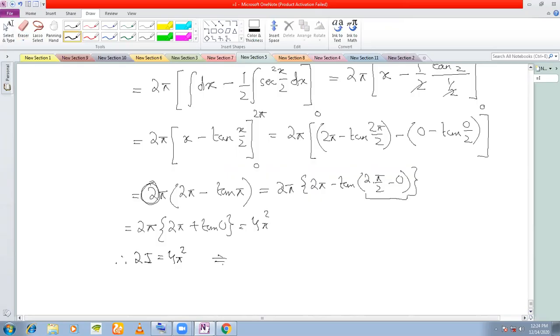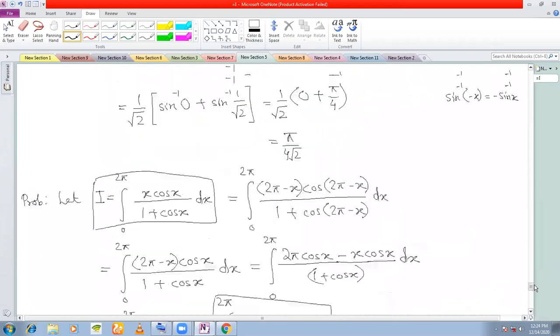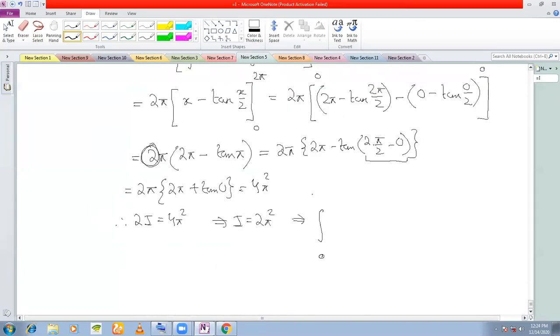So that means I will get 2 pi square. And you put back the value of I. The value of I is integral 0 to 2 pi of x cos x by 1 plus cos x, 0 to 2 pi, is equal to 2 pi square. That's it. So I stop here for today.